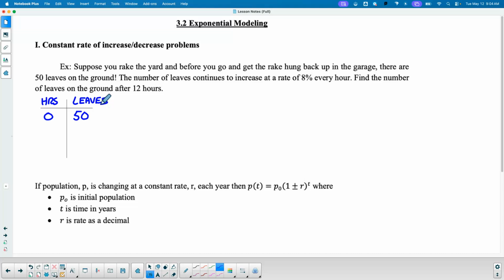Okay? After 1 hour, how many leaves would be on the ground? After 1 hour, how many leaves on the ground? 54? After 2 hours, how many leaves are on the ground?